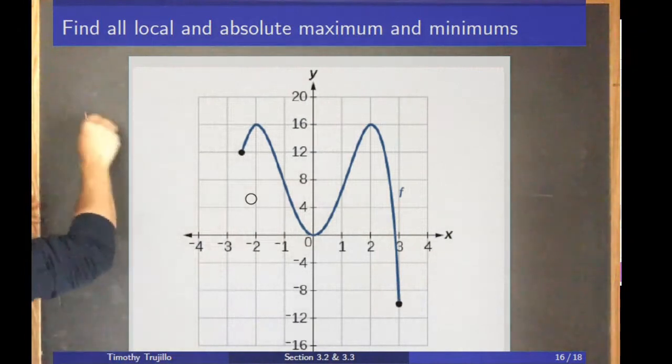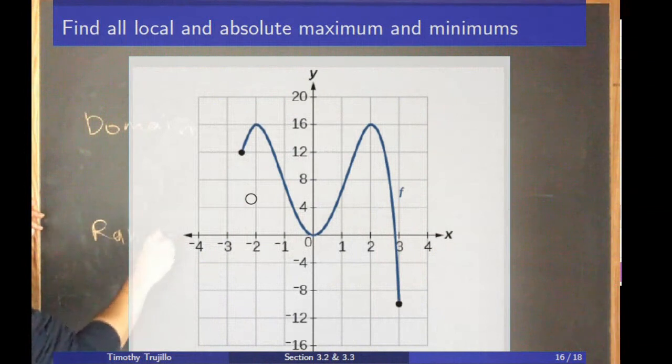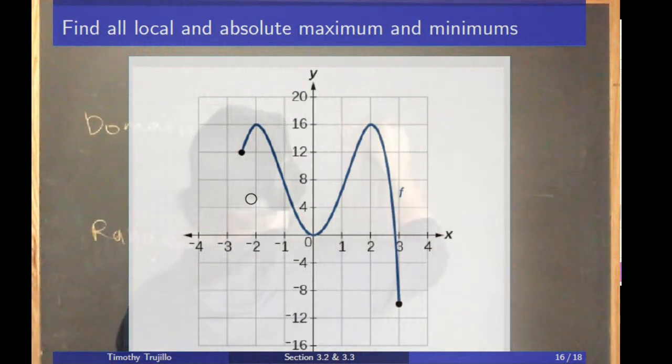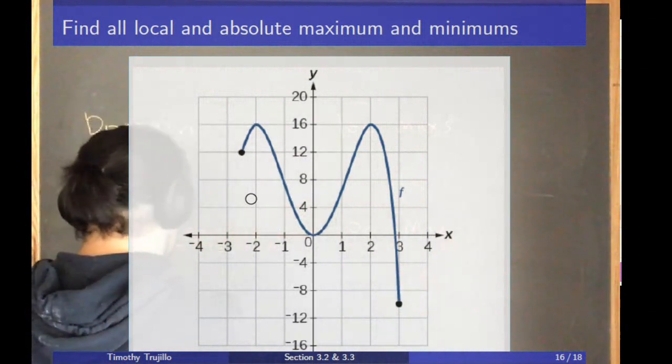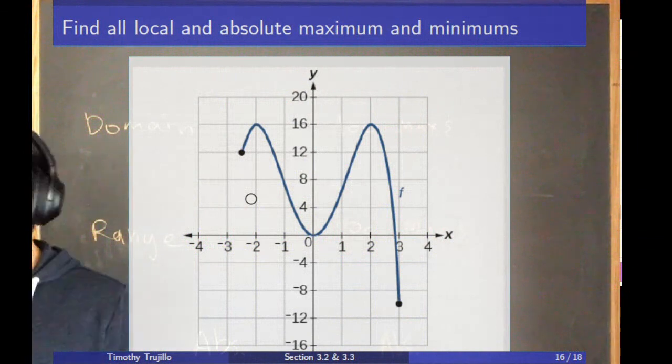So let's think about the domain. Let's think about the range. Let's think about the local maxes and the local mins. And then again, the last thing we'll talk about is what's the absolute max and what's the absolute min. And they may not exist, right? If your graph just goes on forever, going bigger and bigger and bigger, there may not be an absolute max nor an absolute min.